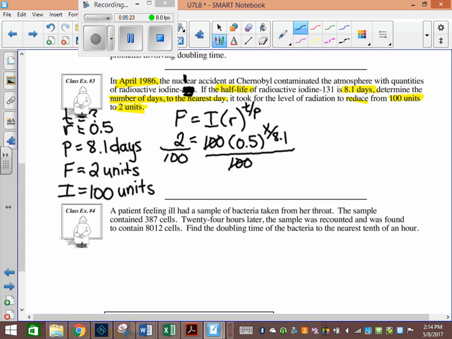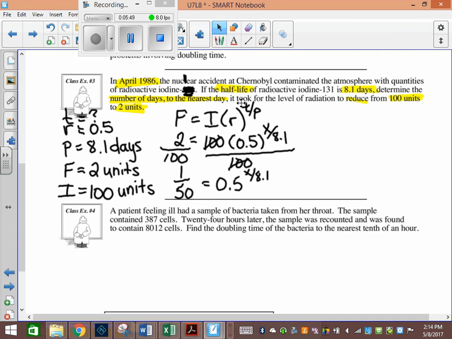So now I have 2 over 100 or 1 over 50. That's fine. If you get a decimal, you need to write the entire decimal. So turn it into a fraction, or you need to keep the whole decimal. You cannot round. If you round, you're going to get your answer rounded wrong. Okay? So you have to keep the whole thing. And it equals 0.5 x over 8.1.